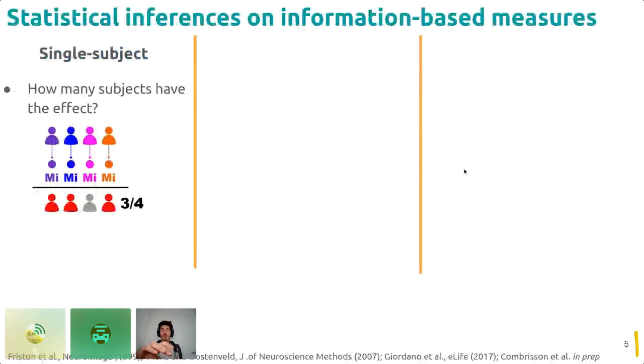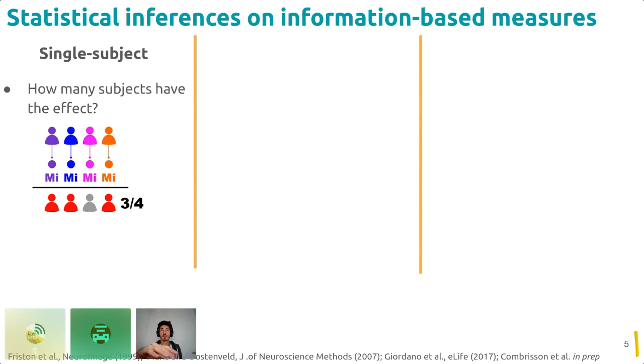Then in FRIT, we also try to draw statistical inferences at different levels. The first level is the single subject level. In that case, the mutual information is computed for each subject, and we detect, in one single brain area and during a particular cluster of time points, how many subjects have the effect.